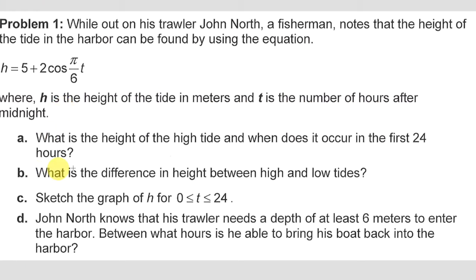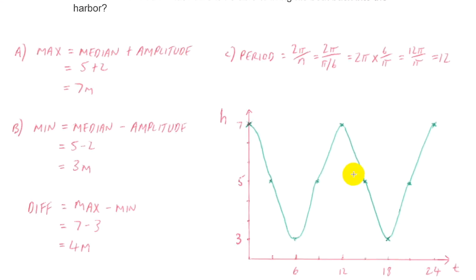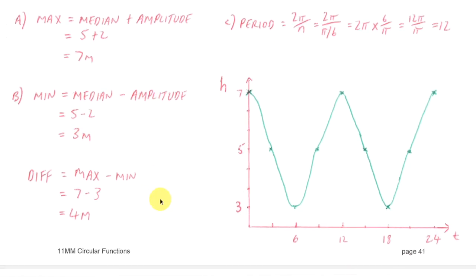B, what is the difference in height between high and low tides? So we now want to calculate the low tide, so that's the minimum, so it's the median minus the amplitude, and that's 3 meters. The difference between these is 4 meters.